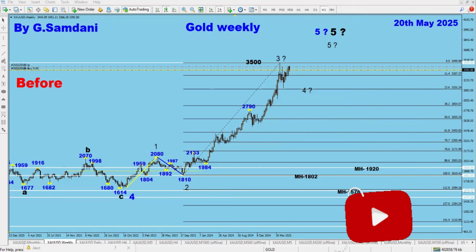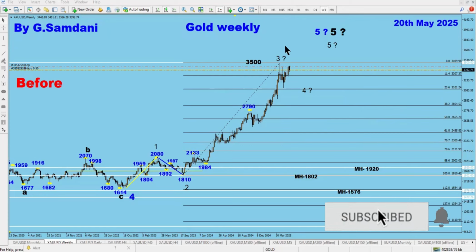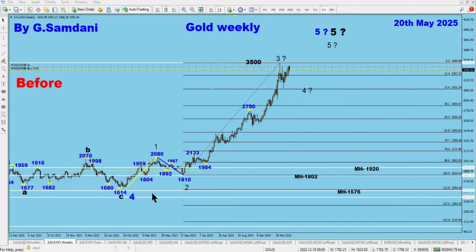So let's get started. The gold weekly chart is this, right? This is a bigger picture than what is happening. This is wave 4 ending, and wave 5 we are going for blue count. And now you can see wave 1, 2, and then this big wave 3.